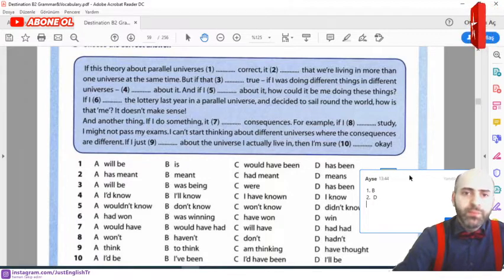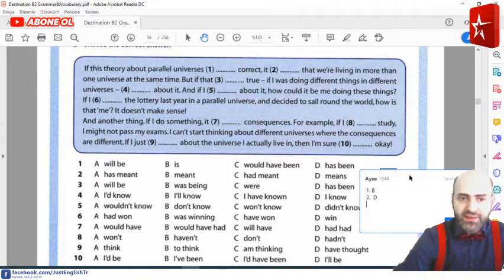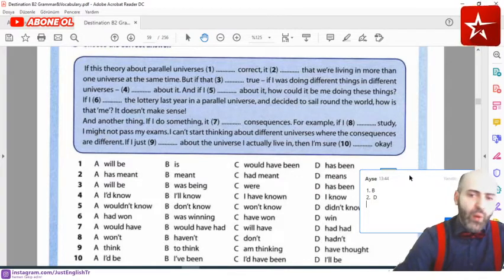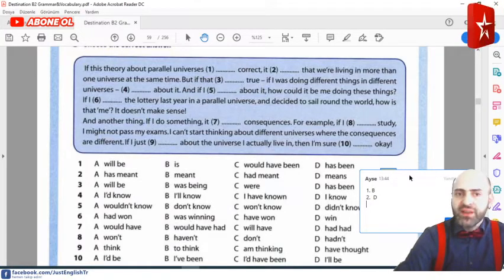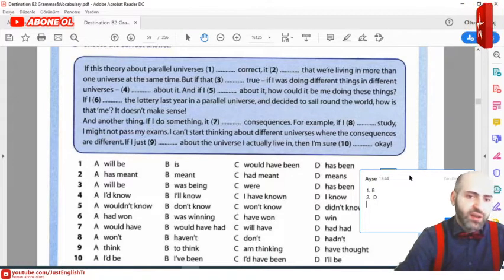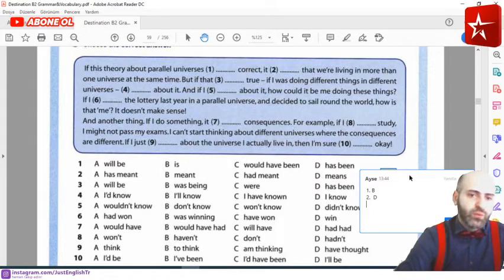Then we continue. But if that will be true, was being true, were true, or has been true, if I was doing different things in different universes, what do you think in number 3? We need A, B, C, or D. Will be, was being, were, or has been.